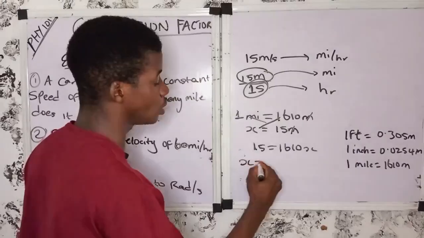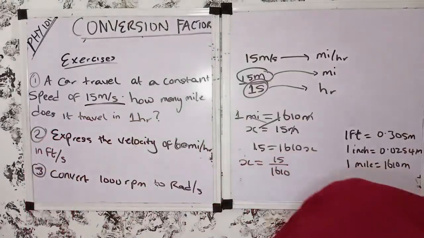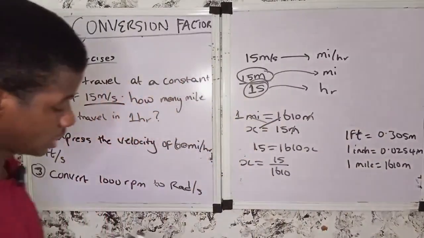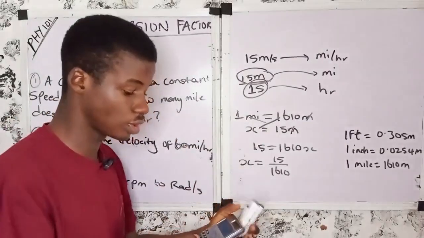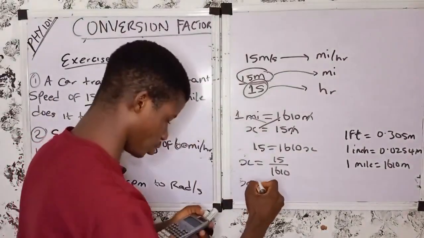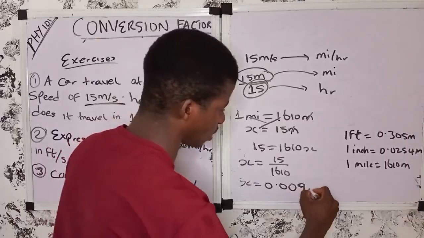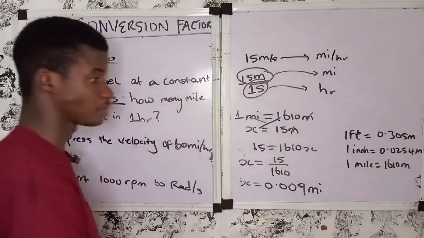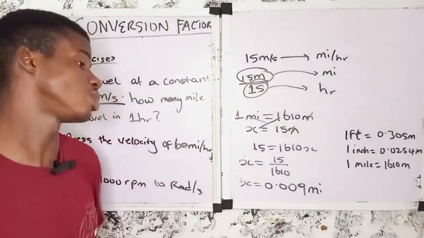If you make S stand alone, it will be 15 going to 1,016. Okay? So 15 going to 1,016. Our answer will be S is equal to 0.009 mile. Okay? So 15 meter is equal to how many mile? It's equal to what?